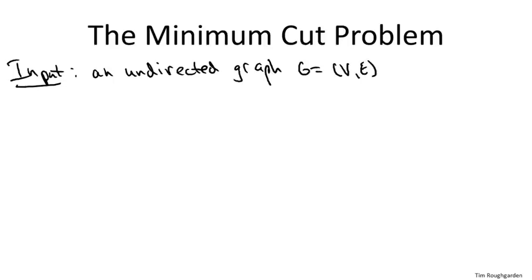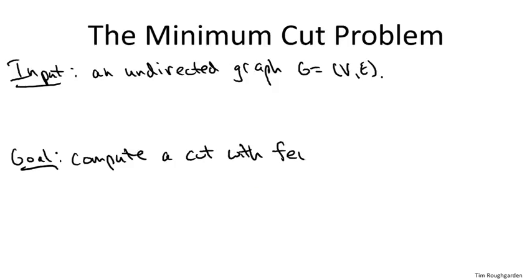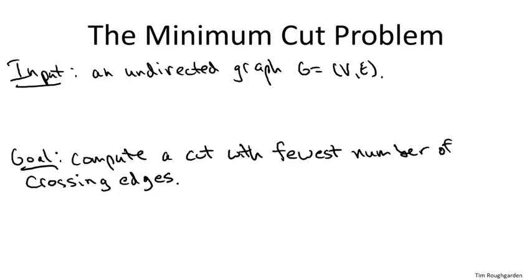Now, the minimum cut problem is exactly what you'd think it would be. I give you as input a graph, and amongst these exponentially many cuts, I want you to identify one for me with the fewest number of crossing edges. So a few quick comments. First of all, the name for this cut is a min cut. A min cut is one with the fewest number of crossing edges.